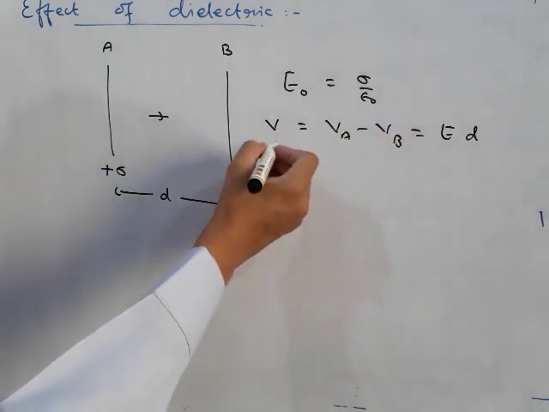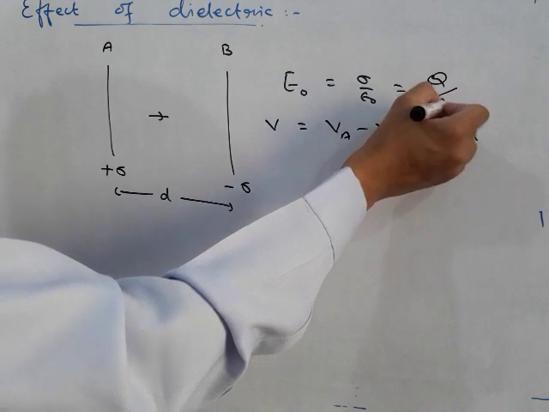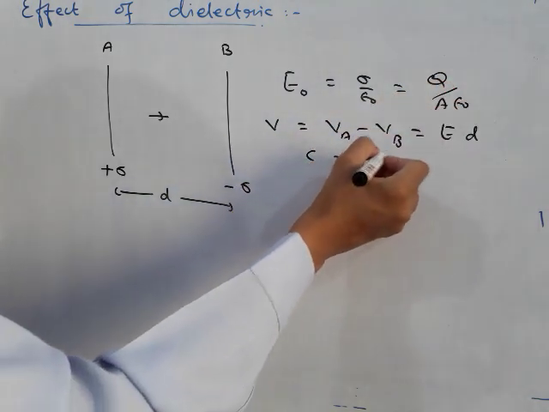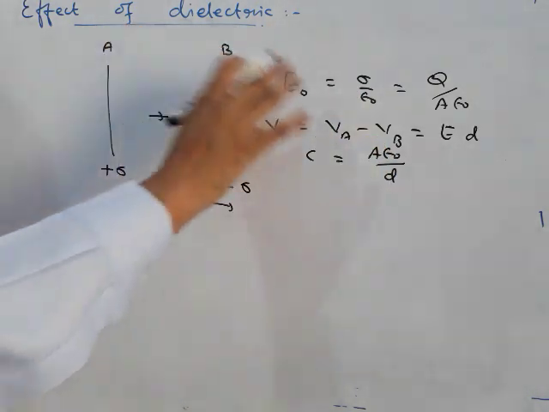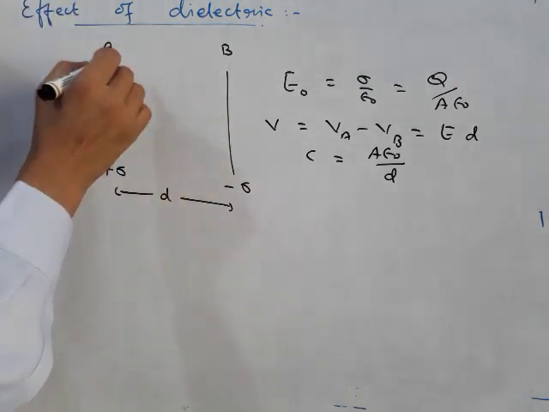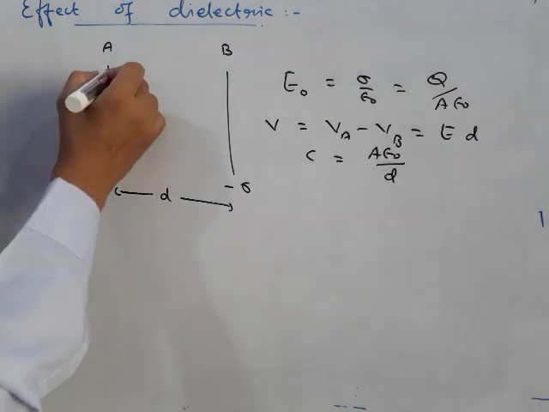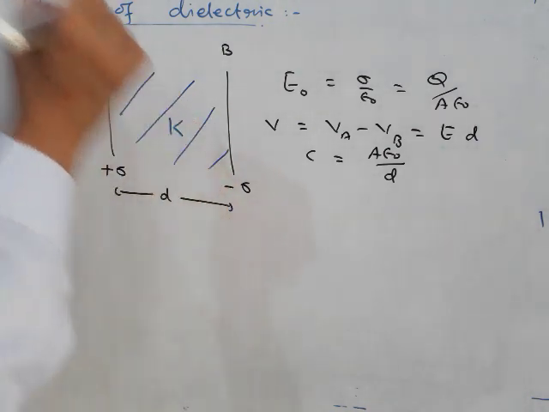And this we have calculated. E is sigma by epsilon naught, and sigma we can write as Q upon A. On solving we get C equal to A epsilon naught upon D. This is the situation when there is vacuum or air between the plates of the capacitor. Now suppose we insert some dielectric. Here we insert a dielectric of dielectric constant K.